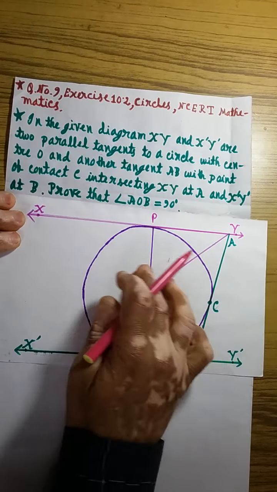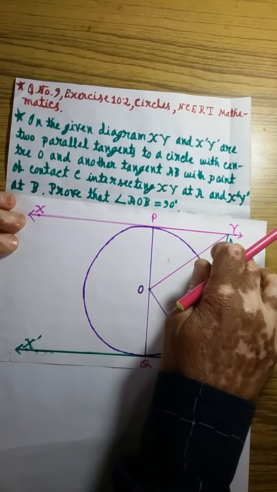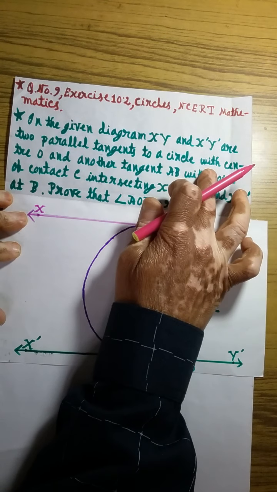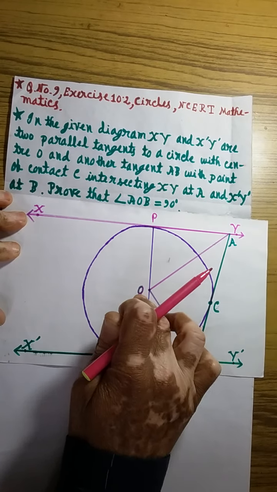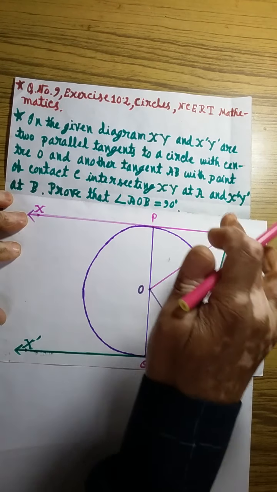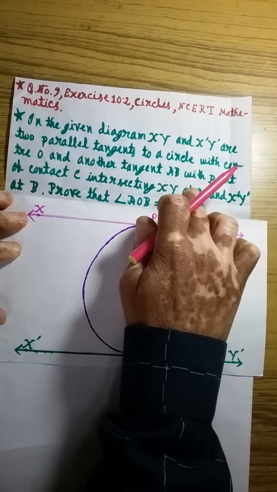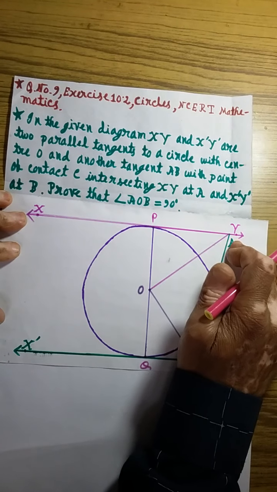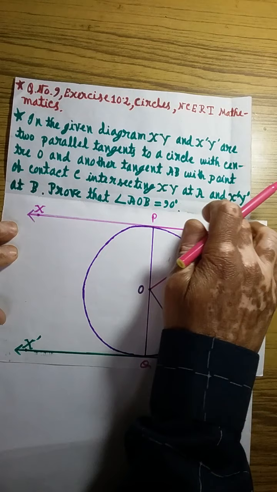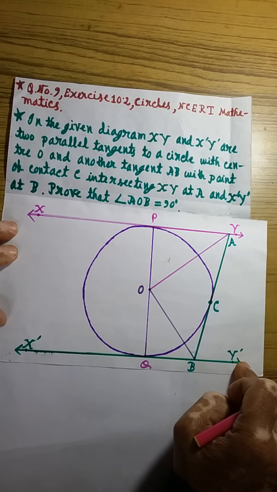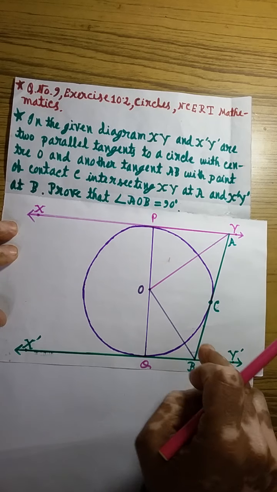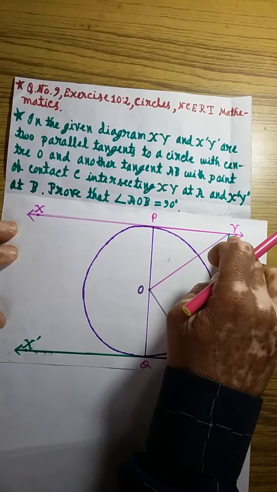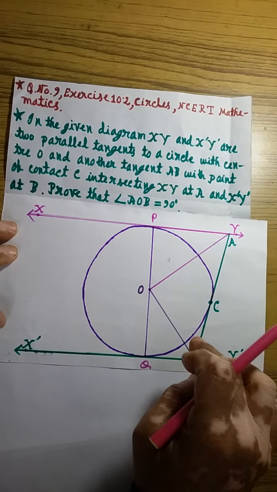In the given diagram, XY and X'Y' are two parallel tangents to a circle with center at O, and another tangent AB, with point of contact C, intersects XY at A and X'Y' at the point B. Prove that angle AOB is equal to 90 degrees.